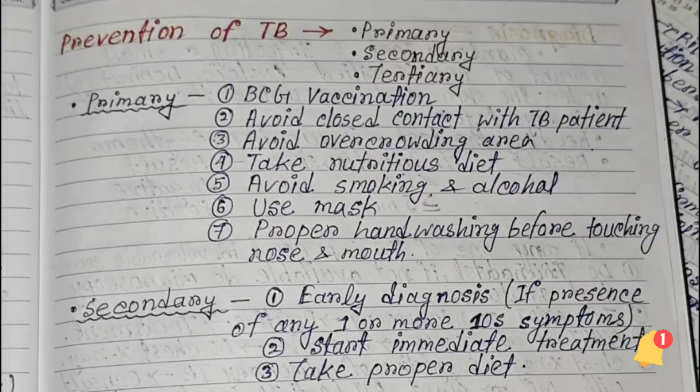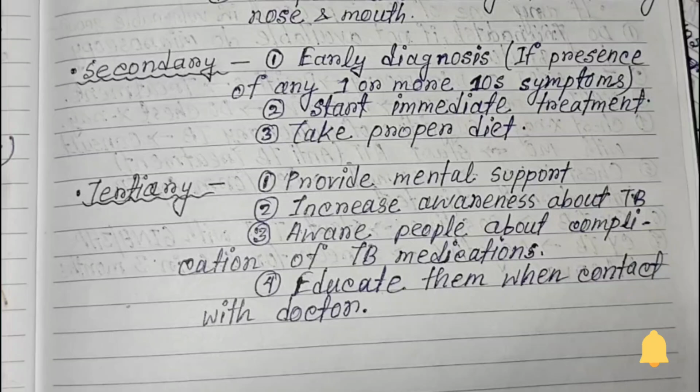Secondary prevention: early diagnosis, immediate start of treatment, and proper diet. Tertiary: provide mental support, increase awareness about TB among community people, make people aware of complications of TB medicine, and educate them on when to contact a doctor.